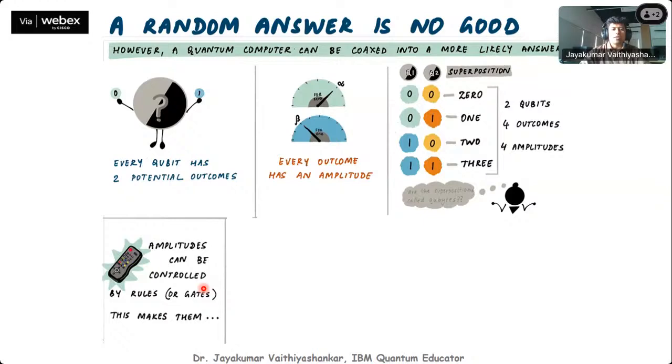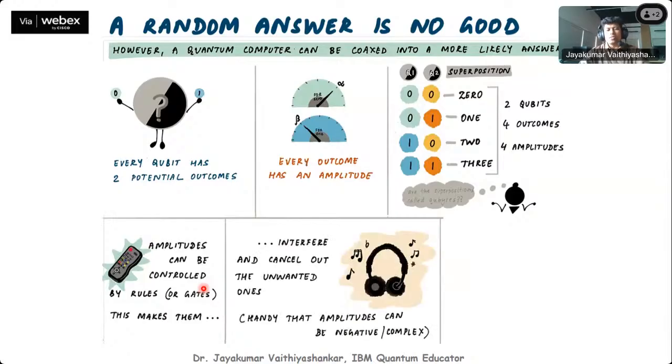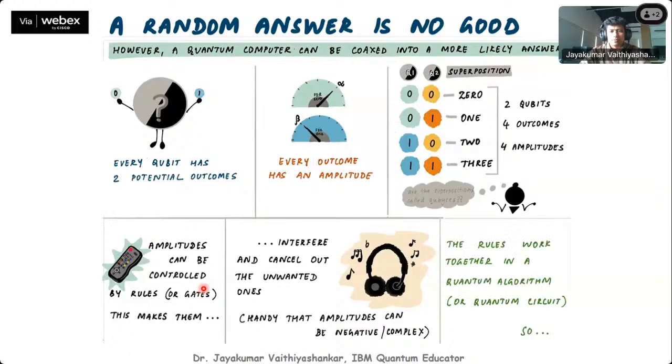Amplitudes can be controlled by rules, and this is where we put in quantum gates. Each time, we need to increase the amplitude of the correct answer. Interference happens when you do a quantum operation, and we want to cancel out the unwanted ones, like a noise cancellation headset. This is the whole purpose of a quantum algorithm: we increase the correct amplitude and try to reduce the wrong amplitude.